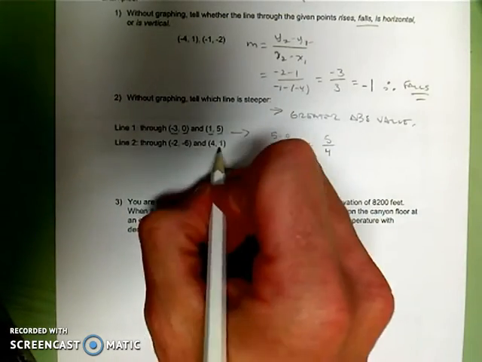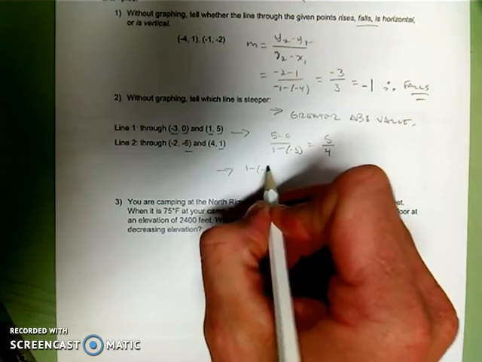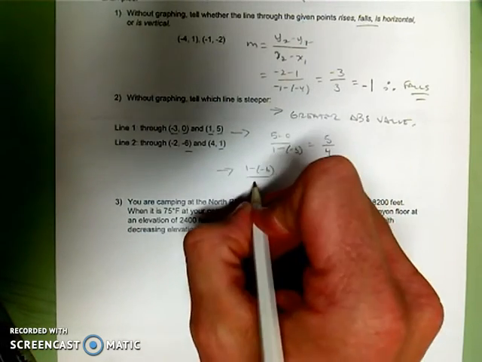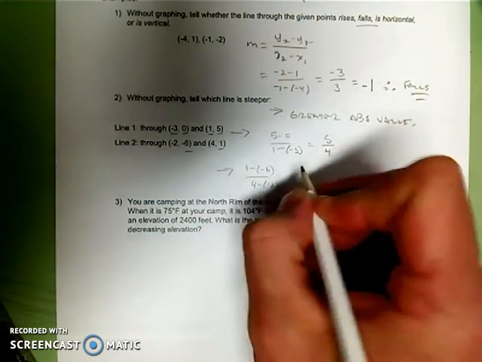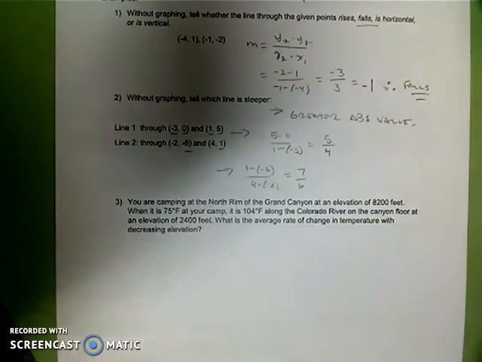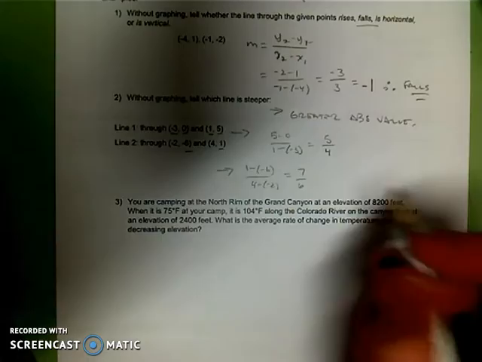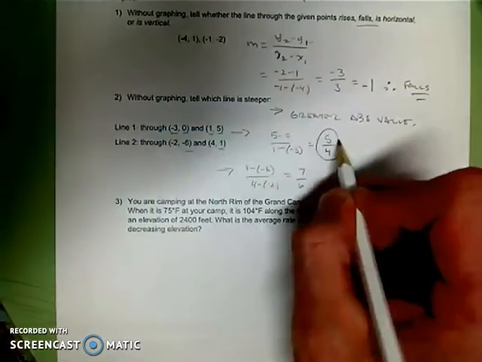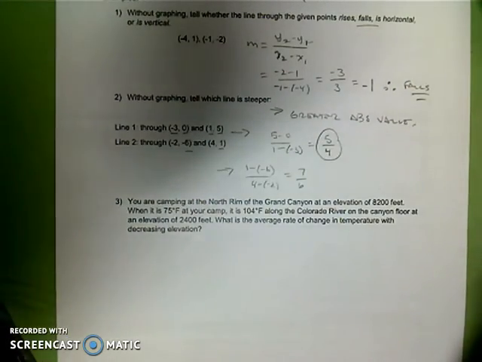The second line, 1 minus negative 6, 4 minus negative 2. So between 5/4 and 7/6, which of those is going to have a steeper slope? The 5/4.